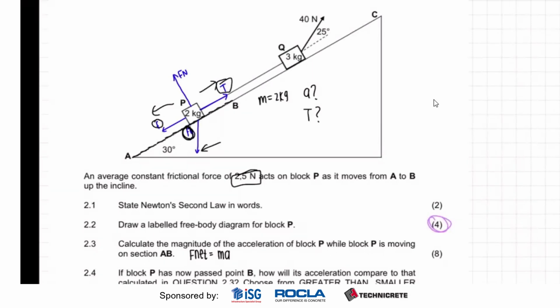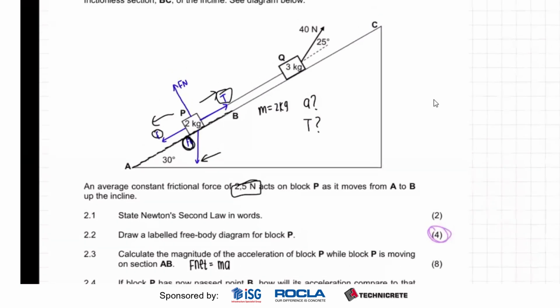So from the looks of this, we're going to have to do simultaneous equations with block Q to try and work out what this acceleration of block P is. Basically, what we're wanting in the end here is to get what is this A? That is what we're trying to work out.